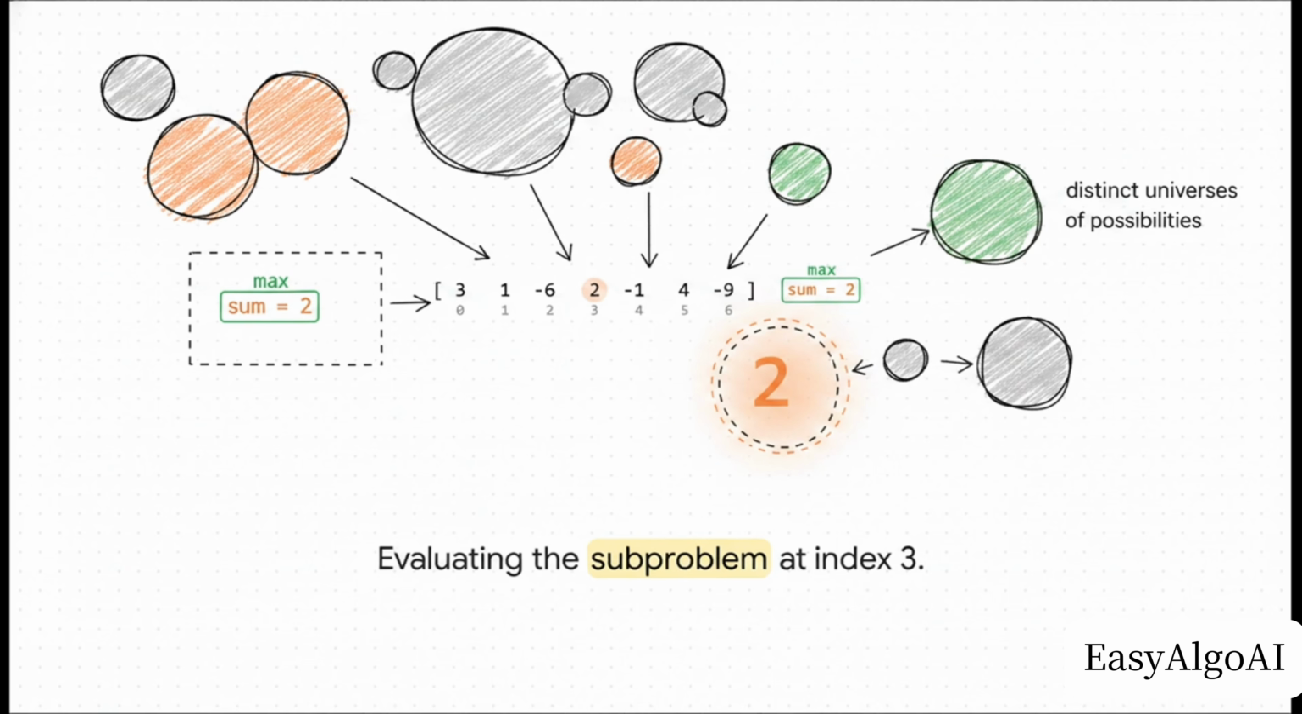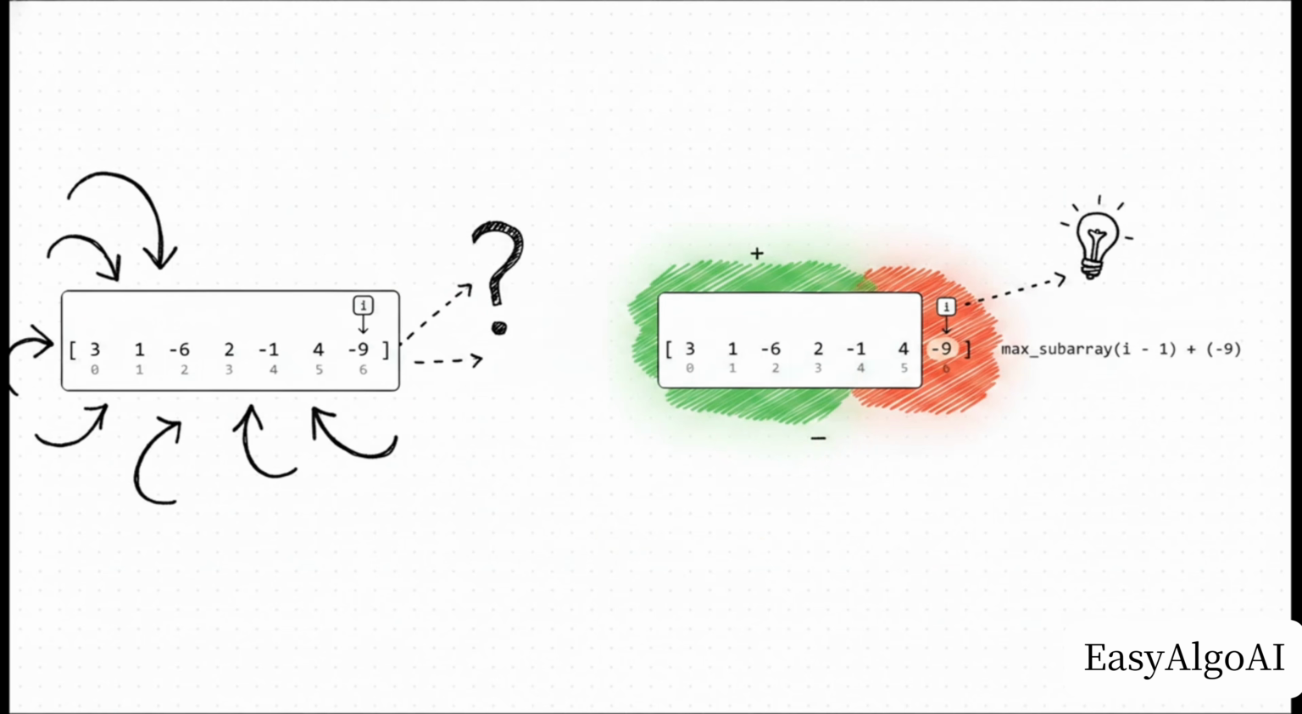That means we can actually define our subproblems like this. Hey, what is the maximum subarray sum that strictly ends at index 3? Or what's the maximum subarray sum that strictly ends at index 4? Every single index represents its own little distinct universe of possibilities. Now, what's genuinely fascinating is how these subproblems hook together.